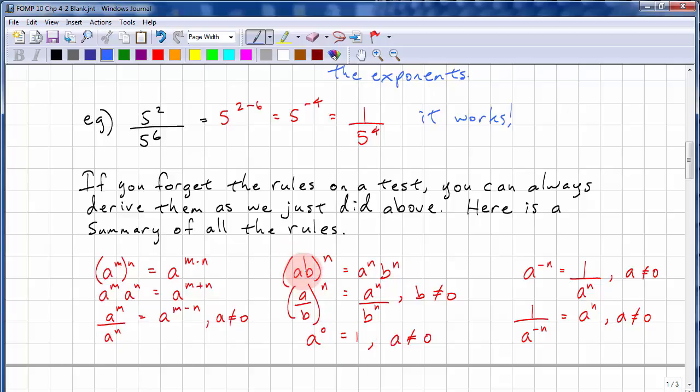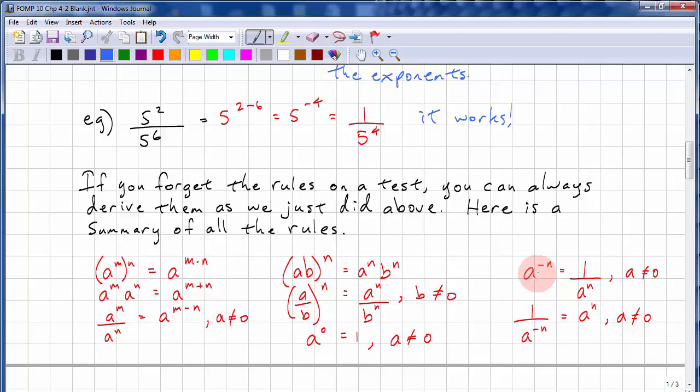If we have a times b in brackets all raised to the power of n, we can separate that as a to the n and b to the n. Similarly, for dividing, a divided by b all to the power of n, we can have a to the power of n all divided by b to the power of n. And this time b is not allowed to be 0. If we have a to the power of 0, this is always 1 unless a equals 0. We're going to leave out the definition for 0 to the power of 0 for now.